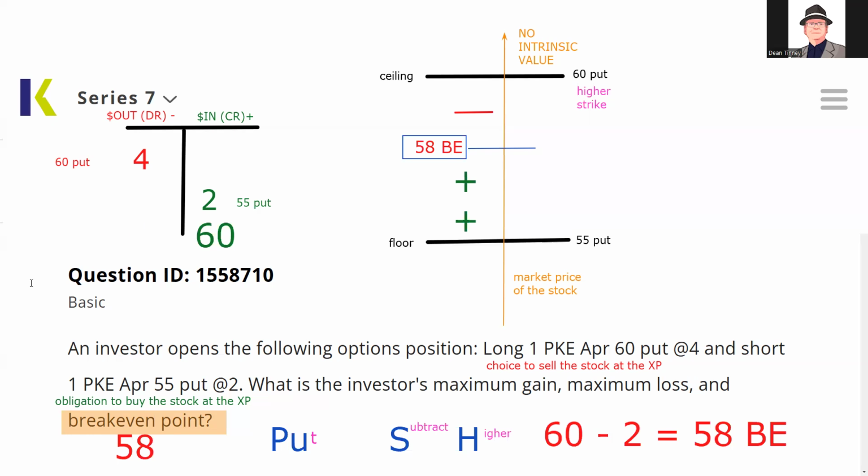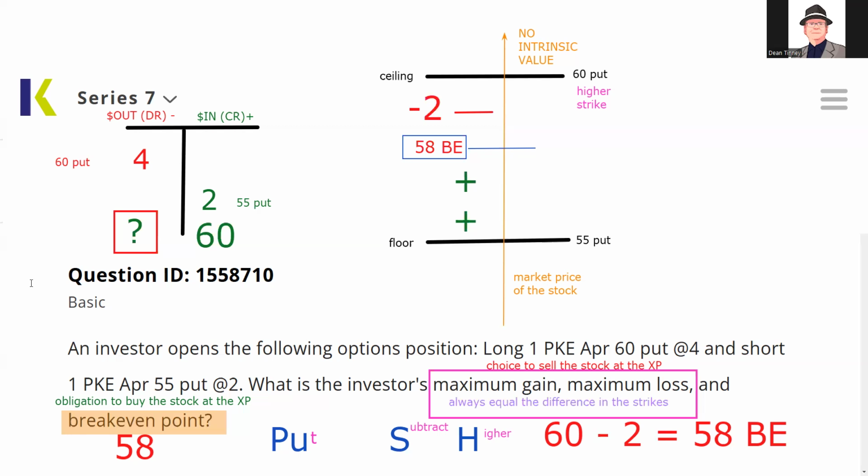And break even is the number that would make the columns balance, right? So if I bought the stock at 58 and I stuck it to somebody at 60, I'd have the same dollars out as in. So I'm just illustrating that indeed the break even is 58. Now, what we need to know is where do we want the market price of the stock to be in relationship to that break even? And again, here, the larger premium dominates the position, right?